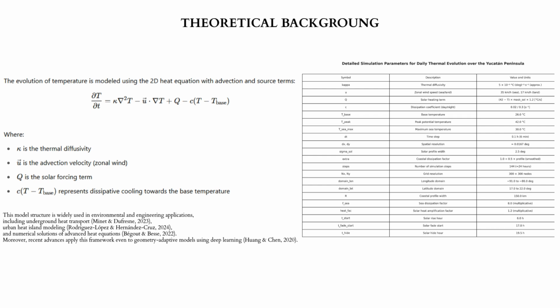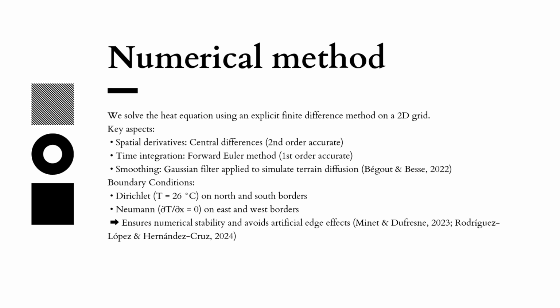So we have now the numerical method used for this project to solve these heat equations. We solve it using an explicit finite difference method on a 2D grid. We have three key aspects. The first one is the spatial derivative.